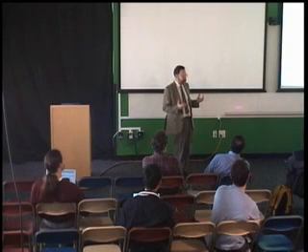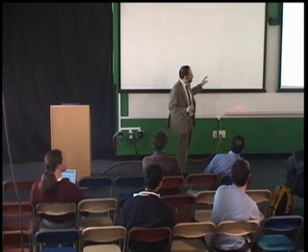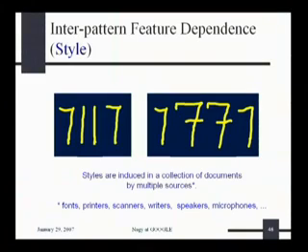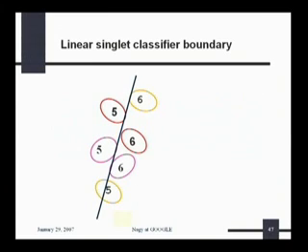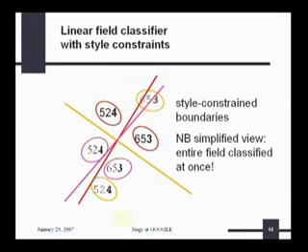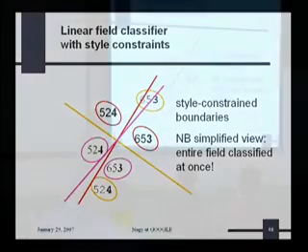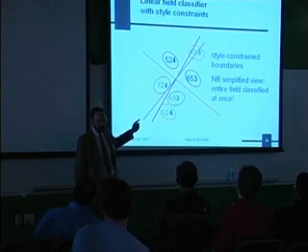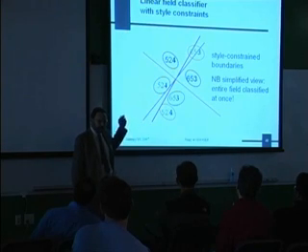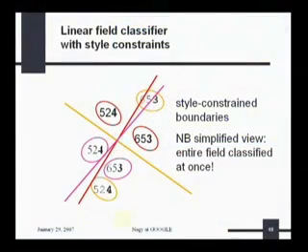So this is the idea in style classification. This is highly simplified, but this is the idea. Here, this would be what you would get for a singlet classifier. And if you happen to figure out which kind it is by looking at all the patterns in the field, you can change the boundary and do better. This is again simplified because you classify everything at once, and I'm only showing the boundary for a single pair of classes, and I can't show it in 2D, the boundaries for all the classes at the same time.